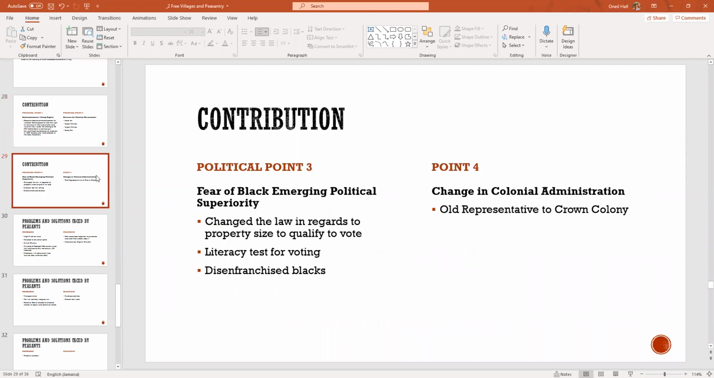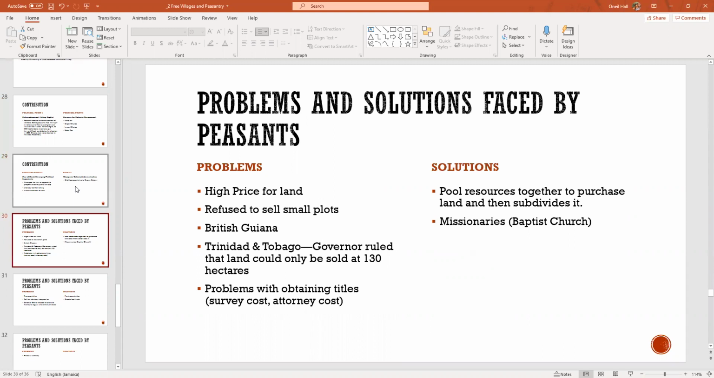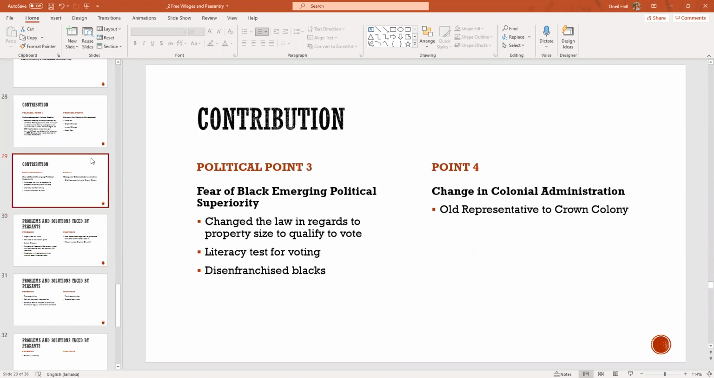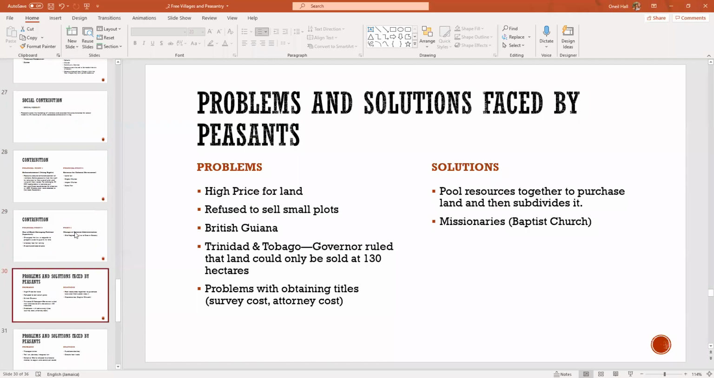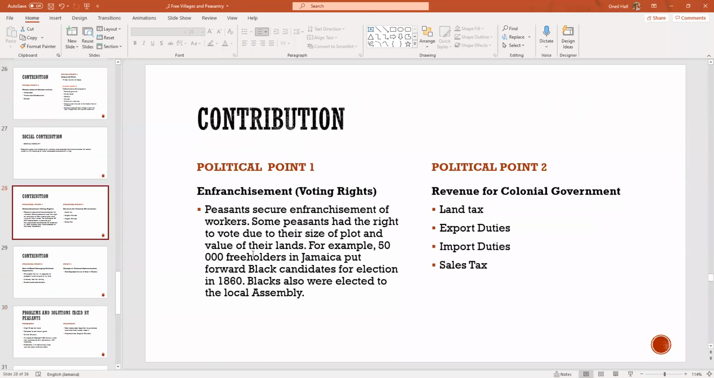Taxes, revenue for them. And then another political effect is that there's going to be a fear of a black emerging political superiority. Because a few people were owning land at this point, and in one election in Jamaica, 1860, 50,000 freeholders were put forward as candidates. That's outnumbering the whites. And they were also being elected.